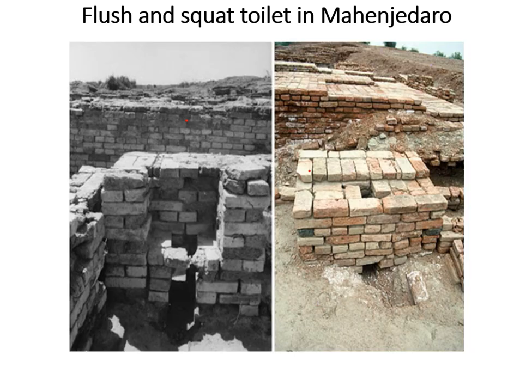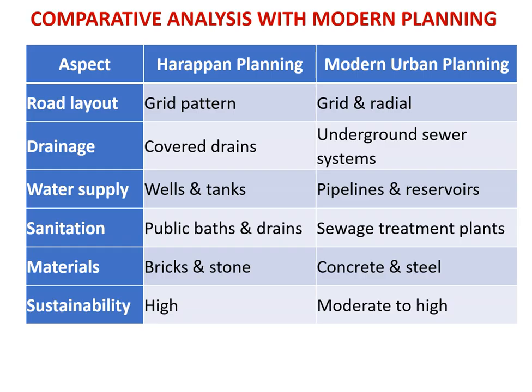So from this, we could understand how modern they were in their Harappan planning. Now comparing modern urban planning with Harappan planning: for road layout, we now have grid and radial systems, whereas the Harappans had the grid pattern. The drainage in Harappan planning is covered drains, whereas in modern urban planning it is underground sewer systems.